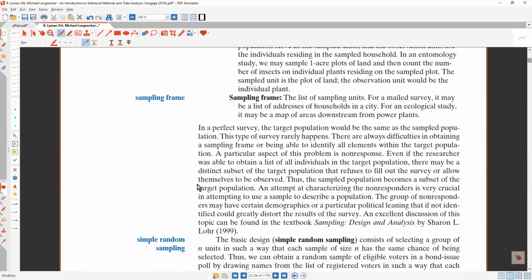And the sampling frame here is the list of the sampling units. So for instance, for a mailed survey, maybe a list of the addresses of households in a city. For an ecological study, maybe the map of areas downstream from power plants. That's called the sampling frame.